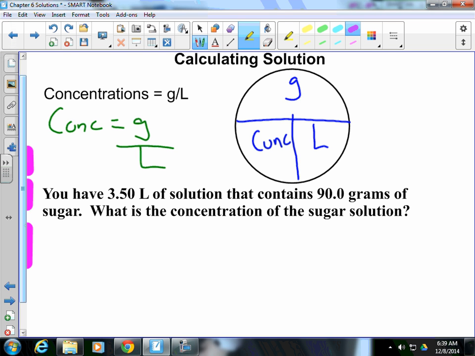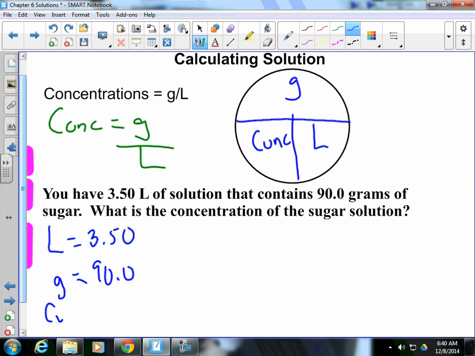So what do we have here? We have 3.5 liters of solution that contain 90 grams of sugar. What is the concentration of the sugar solution? Anytime we do a problem, it's important to write down what we have. Our liters, we have 3.50, and our grams, we have 90.0. And we are trying to solve for concentration, which has a question mark there. So let's go ahead and solve for that.